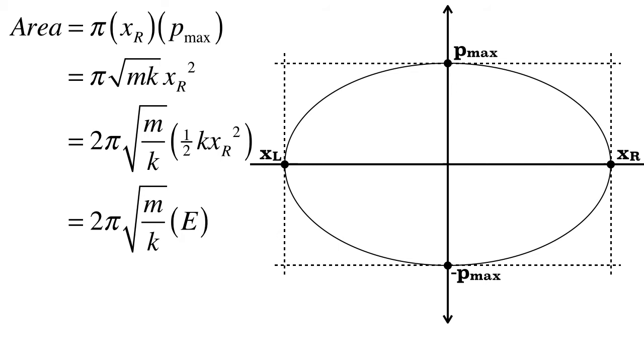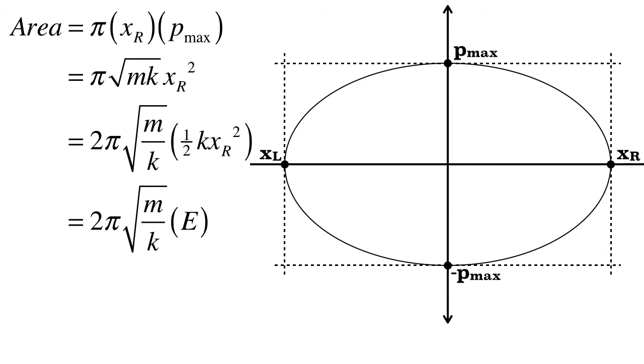And you could fool around with the algebra if you want. It's not too bodacious. So 2 pi times square root of M over k in parentheses, and then in the third term, total mechanical energy E. Now that's important for us because the total mechanical energy is something that's conserved.